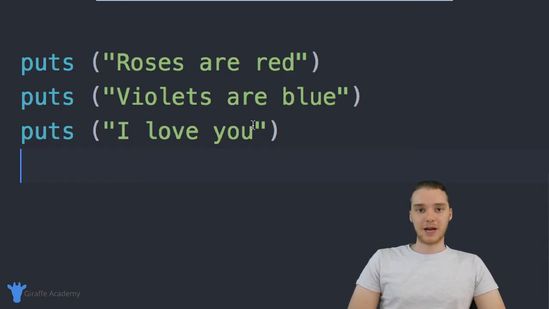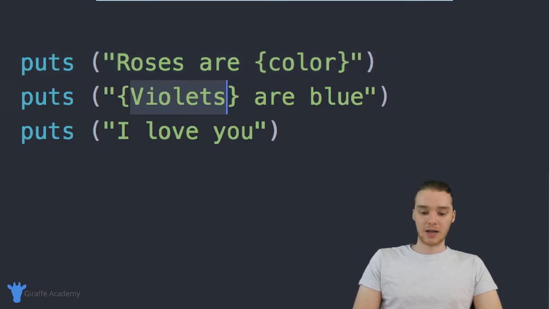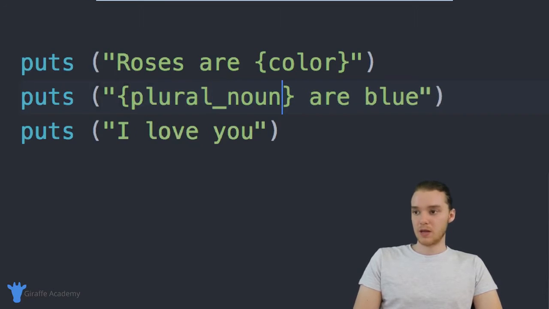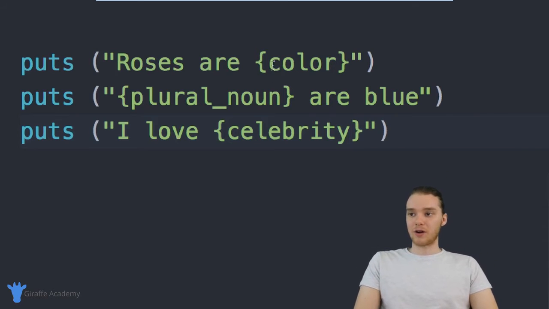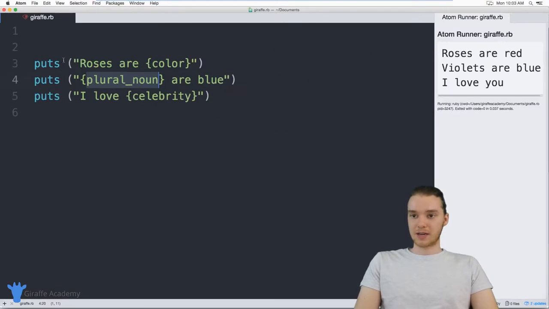And so this is a classic poem, but I think we can mix it up a little bit and create a Mad Libs for this poem. So how about we say, instead of roses are red, we'll let the user enter in a color. Instead of saying violets are blue, we'll let them enter in a plural noun. And instead of saying I love you, why don't we let them enter in someone else? So maybe a celebrity. Instead of having just roses are red, violets are blue, I love you, we'll have roses are, and whatever color the user enters in, whatever plural noun they enter in are blue, and then I love a certain celebrity. So this should be kind of funny.